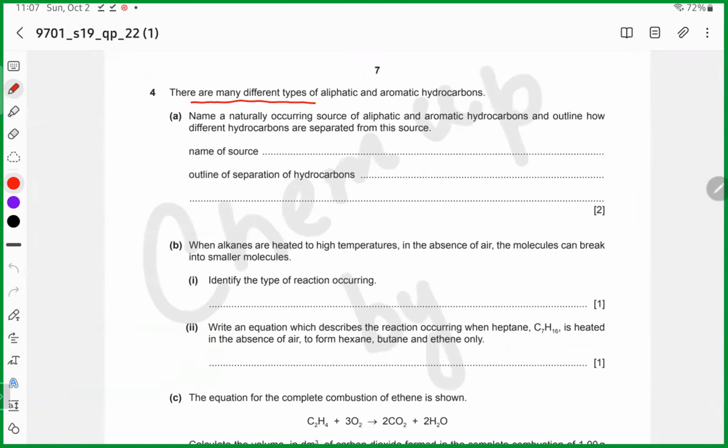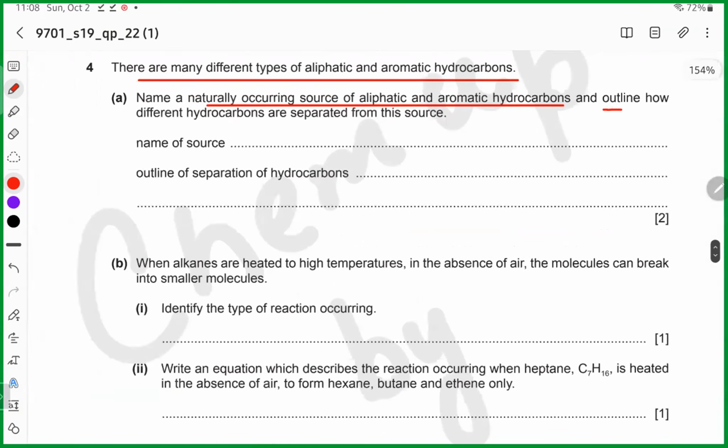There are many different types of aliphatic and aromatic hydrocarbons. Name a naturally occurring source of aliphatic and aromatic hydrocarbons and outline how different hydrocarbons are separated from this source. Okay, so when we talk about the naturally occurring source, that is, as you are all very well aware, crude oil, right?